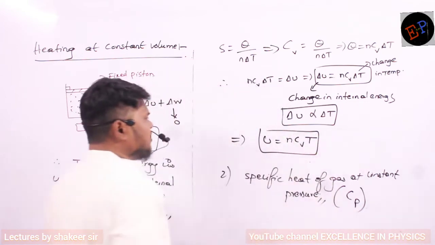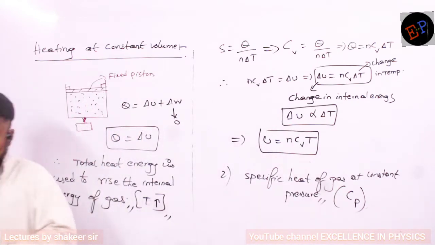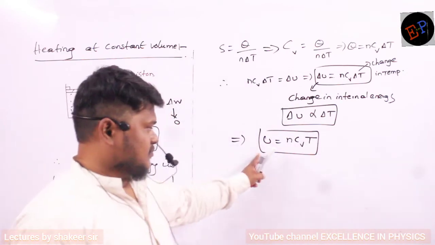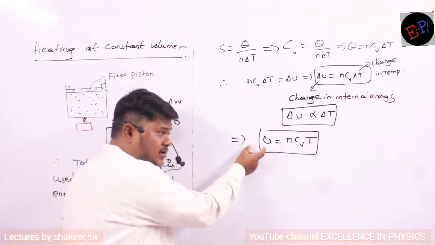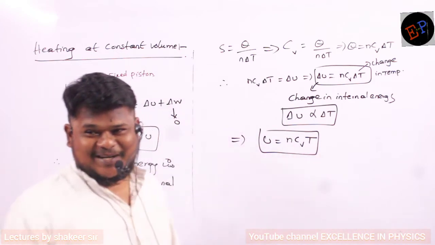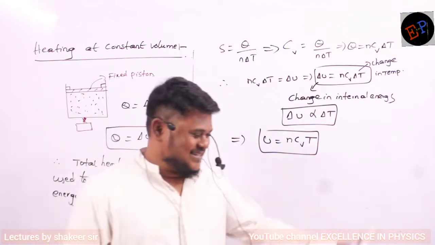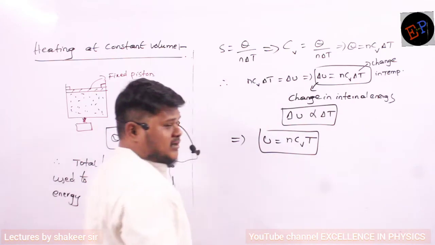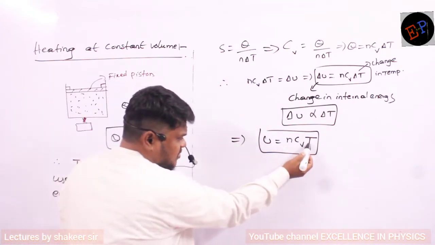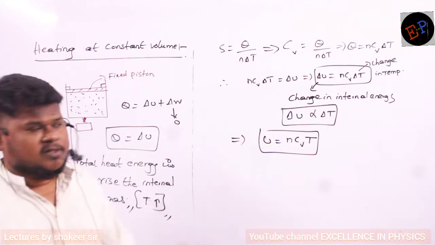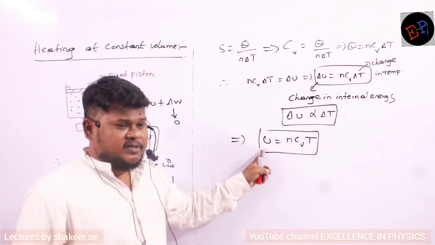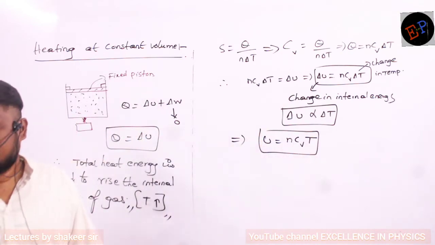Now can you say what is the meaning of this statement? Delta U equals nCv delta T. U equals nCvT means what? U means total internal energy. T means temperature of the gas. Clear? So this is a change in temperature, so I have to write a change in internal energy. This is temperature and this is total internal energy. So this is the equation for a change in internal energy, and this is the equation for total internal energy, nCv into T. Are you able to understand the difference?